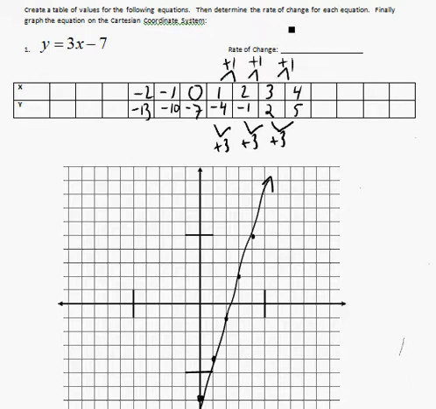So the rate of change would be 3 y's per 1 x, or 3 divided by 1 y's per x. And 3 divided by 1 is simply 3. So the rate of change is 3.